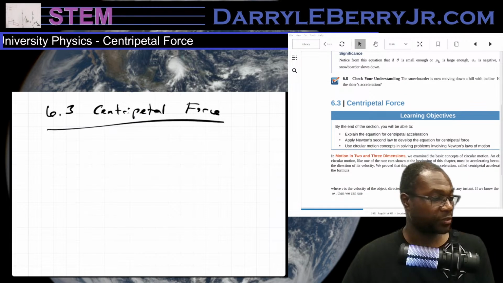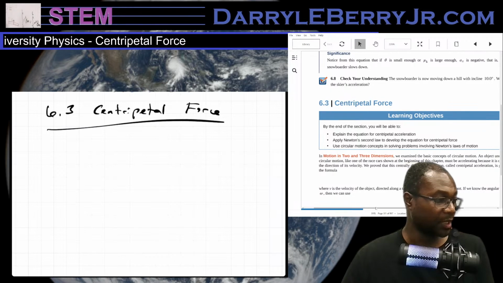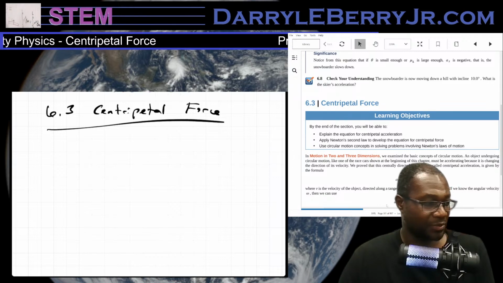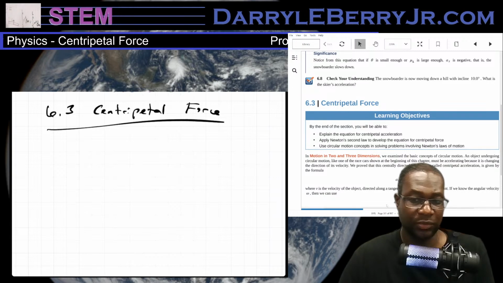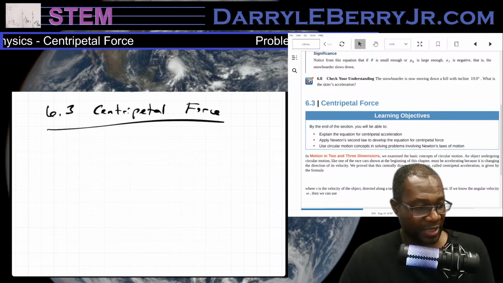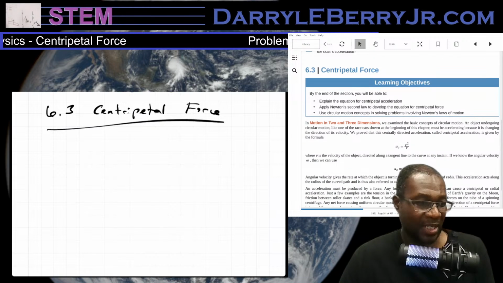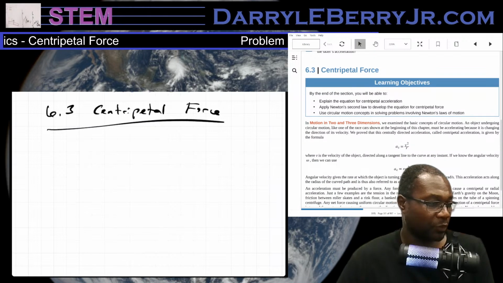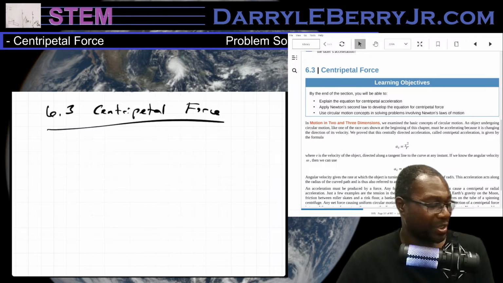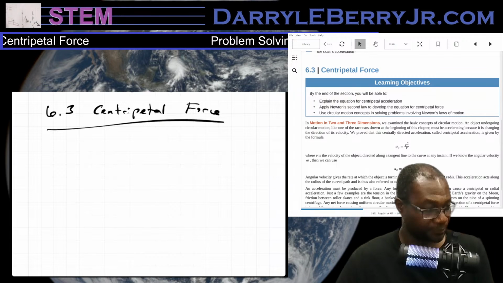So we have 6.3 Centripetal Force. By the end of this section, we'll be able to explain the equation for centripetal acceleration, apply Newton's second law to develop the equation for centripetal force, and use circular motion concepts in solving problems involving Newton's laws of motion. In Motion in Two and Three Dimensions, we examined the basic concepts of circular motion. An object undergoing circular motion, like one of the race cars shown at the beginning of this chapter, must be accelerating because it's changing the direction of its velocity, which we discussed in the previous video, last video, or the one before.